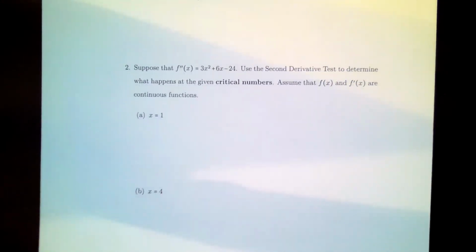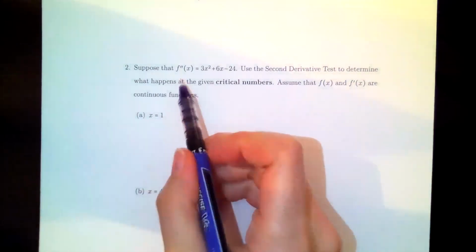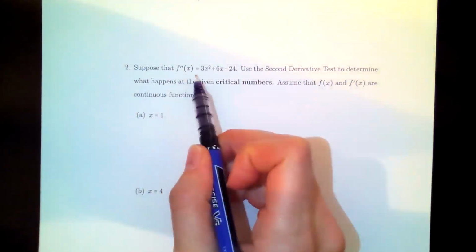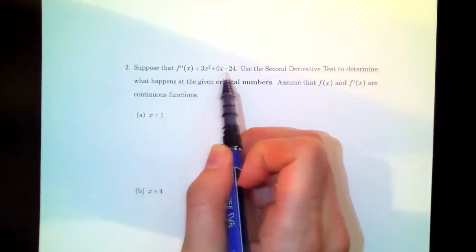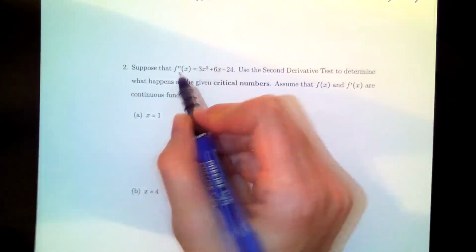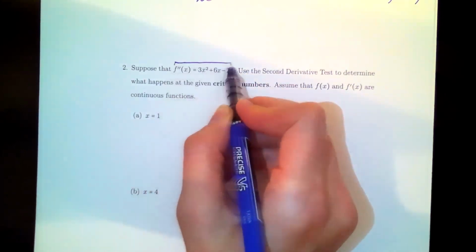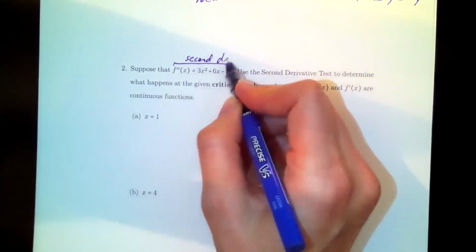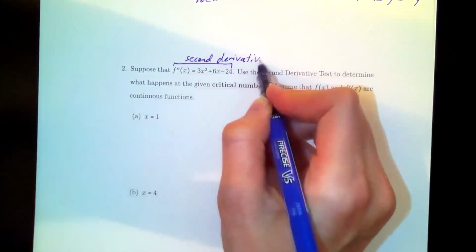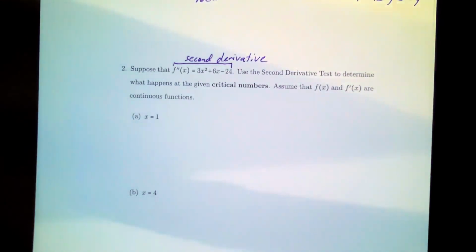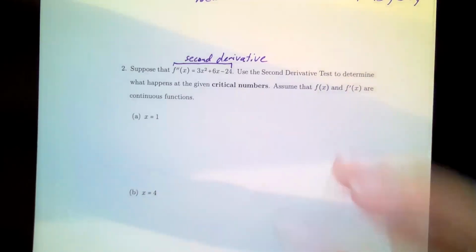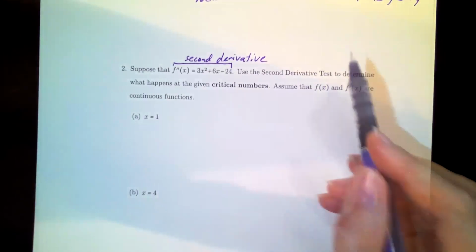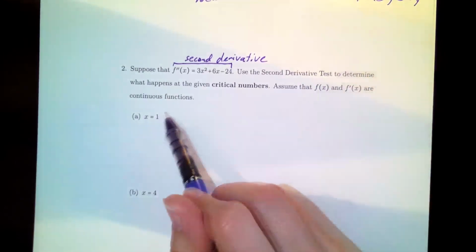Let's scooch on down here to number 2. Suppose that f double prime is 3x squared plus 6x minus 24. This means that they're giving you the second derivative. They gave you f double prime. They're not giving me the original function here. They gave me the second derivative function. So let's read the rest of it. It says, use the second derivative test, this thing up here that we just did, to determine what happens at these critical numbers below. And then it says, assume that f and f prime are continuous functions.